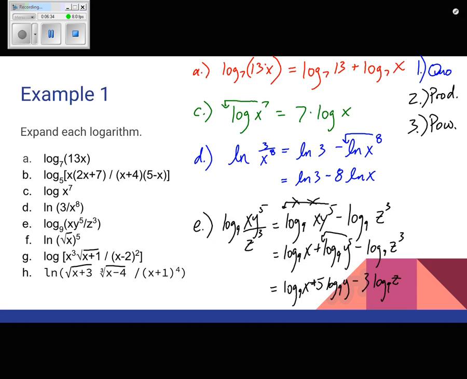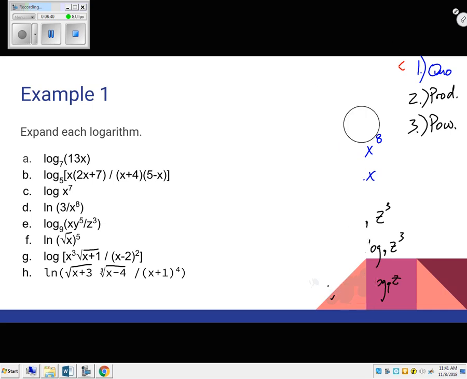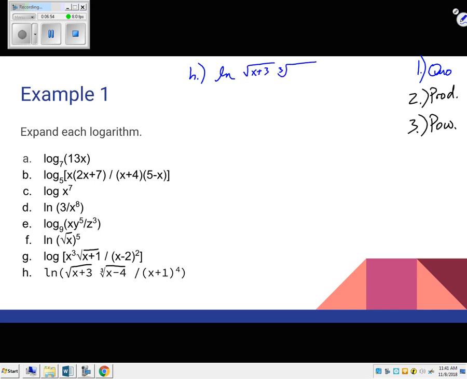I've asked my morning classes to pick one. They've gone all the way down to the bottom of the list at H. Yeah, it's a good one to do H together. So I have natural log the square root of x plus 3 cube root of x minus 4 over x plus 1 to the 4th.